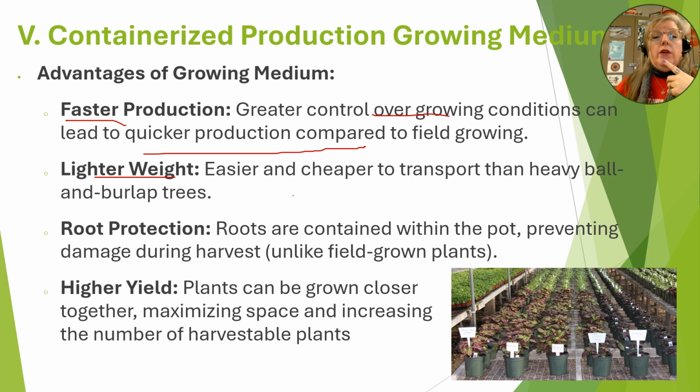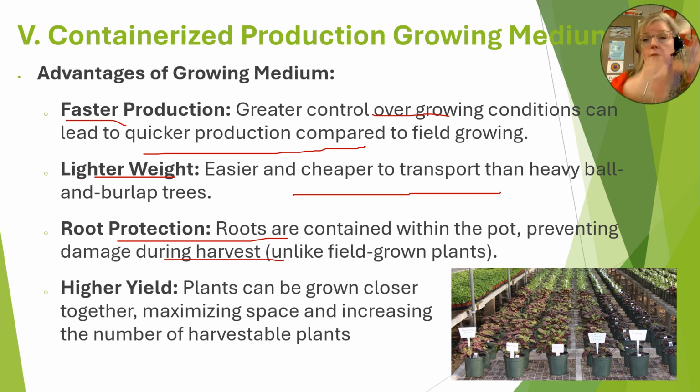It's much lighter weight, which is easier and cheaper to transport than the heavy ball methods. You have more root protection because the roots are contained within the pot, preventing damage during harvest, which, when you're pulling these out of the ground, you're going to damage those roots a lot. But if they're already in a container, you just move the container and you pull it out of the container and put it in the ground. So you're going to wind up with a higher yield. The plants can be grown closer together, maximizing space and increasing the number of harvestable plants. So look how many, if you imagine these were trees, you couldn't put nearly this many here. But even growing trees in containers like this, you can have a lot more of them.